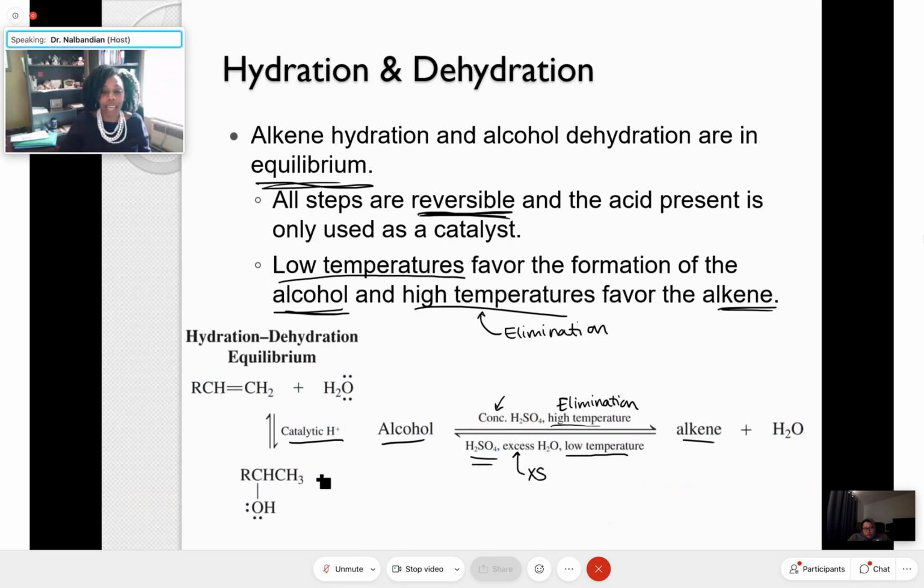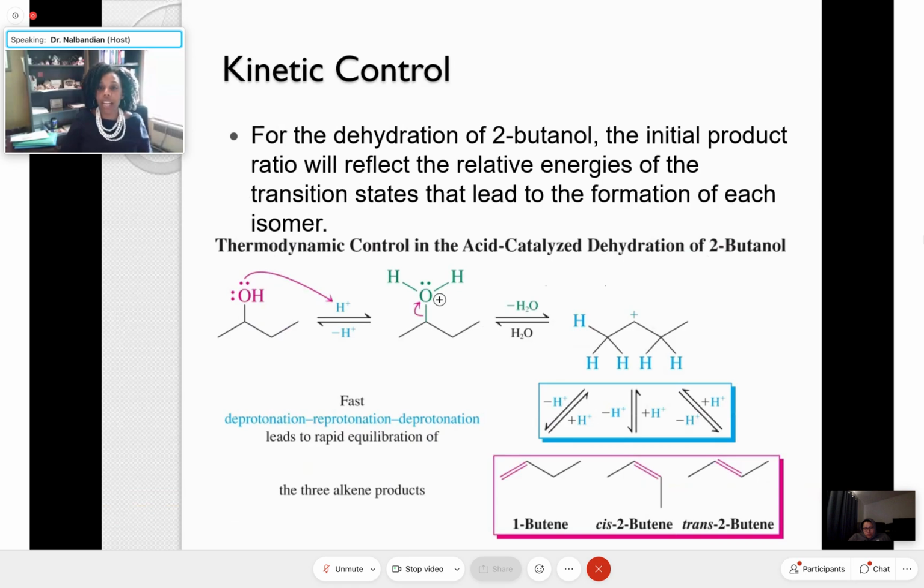So if we have an alkene in neutral water, it's stable, but if we add in some acid, if we lower the pH of the water, then the alkene will begin to react to make the alcohol. So for our dehydration reaction, here we have 2-butanol. When we do this reaction, initially, we're going to get 1 to 1 to 1 for 1-butene, cis-2-butene, trans-2-butene.